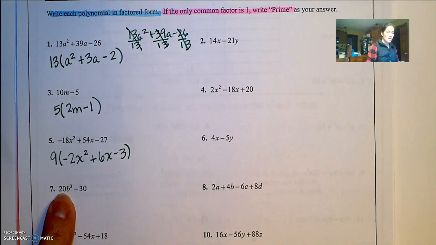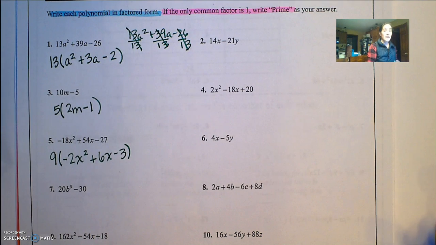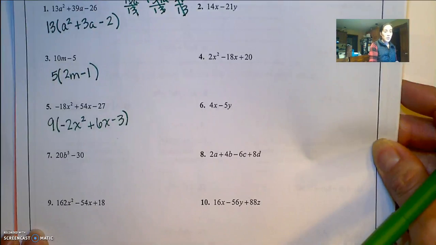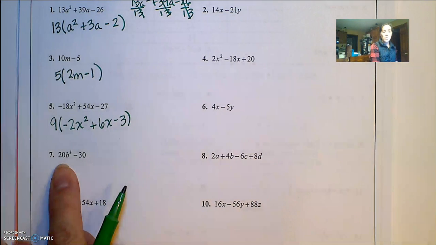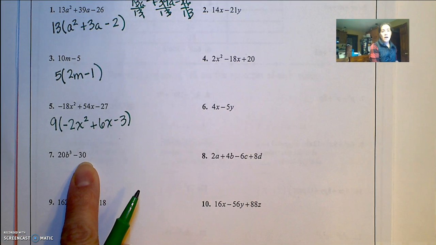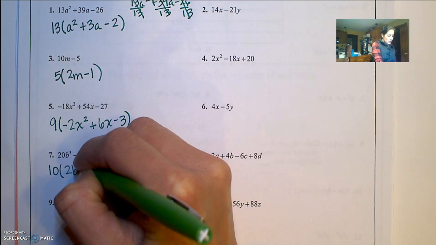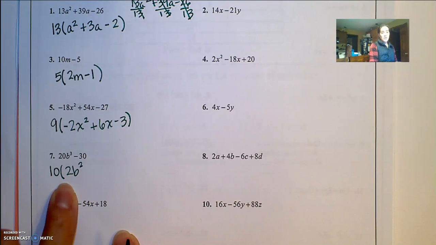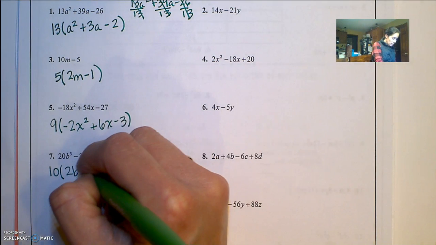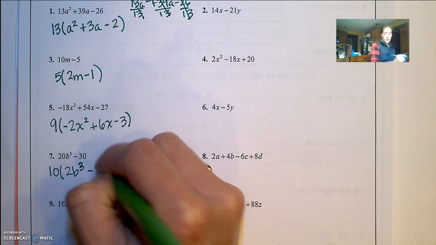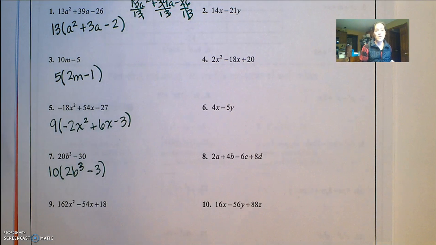Number 7, I can divide both of these by 10. If you thought 2, yes, you can factor out a 2, you can factor out a 5, but 10 is the greatest common factor. So make sure you're picking the greatest. So we get 10 times the quantity 2b to the 3rd minus 3. Okay, your turn for number 8.